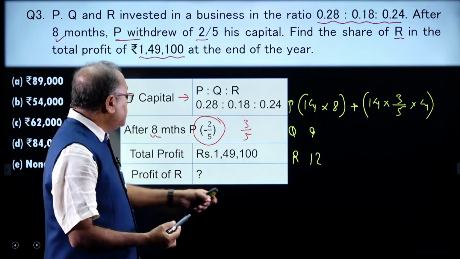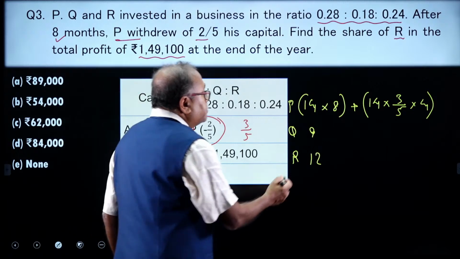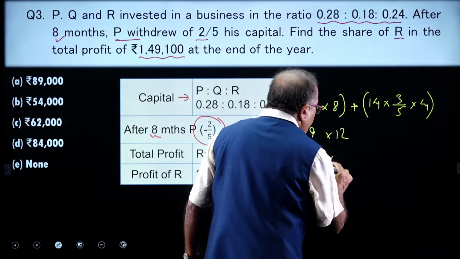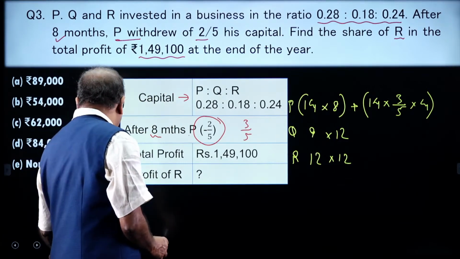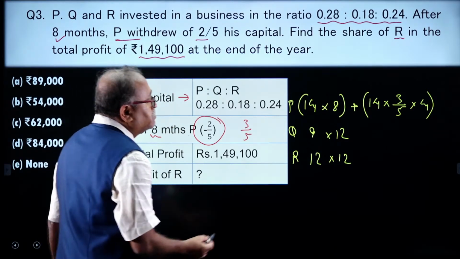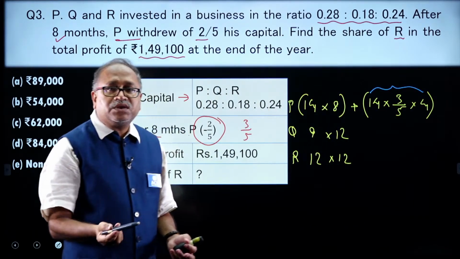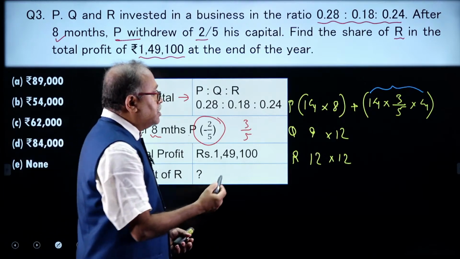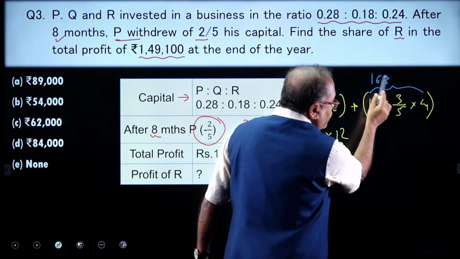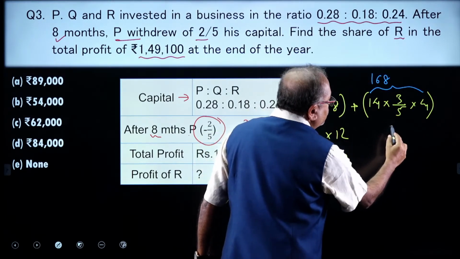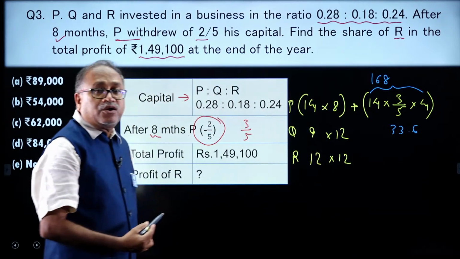How about Q? There is no change in the time period of Q and R. So both of them were there for 12 months and for 12 months. Now, what you will face as a problem in the examination is a small calculation over here. But some calculation will be there, you know that the faster you can answer the question. I notice that this could be 168 and 168 by 5, and that comes to 33.6. I got this part.